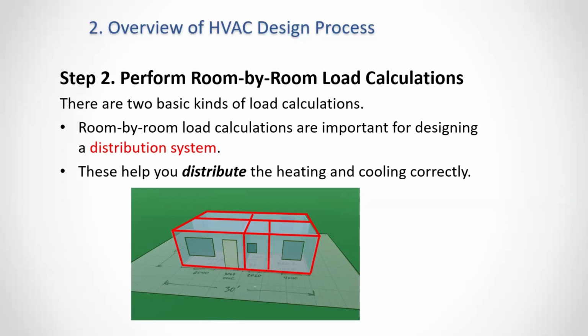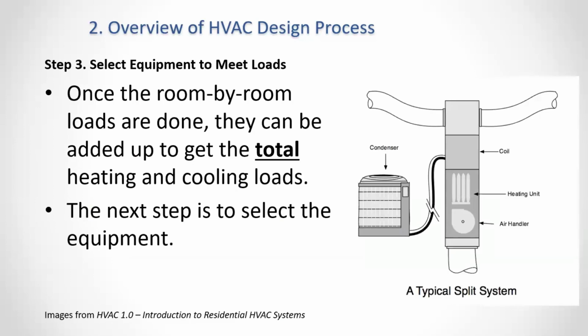Okay, next slide, please. So once the loads are done, now you go pick your equipment. Manual S has an oversizing limit and an undersizing limit. For cooling, you can actually undersize your air conditioner by 10%. Manual S says it is perfectly acceptable to put in an air conditioner that has 10% less capacity than your cooling load. All right.